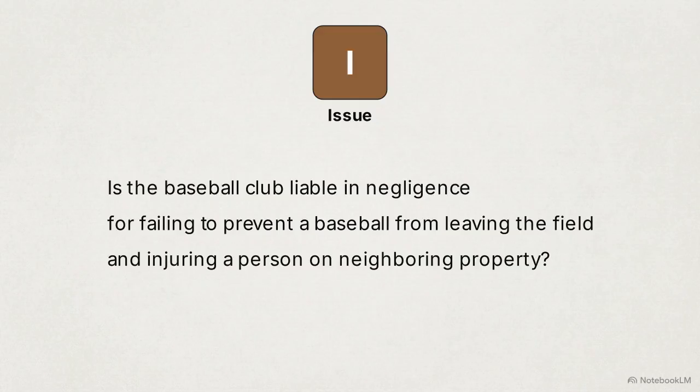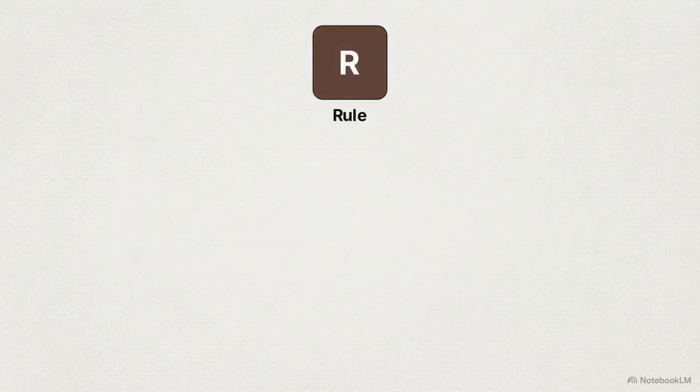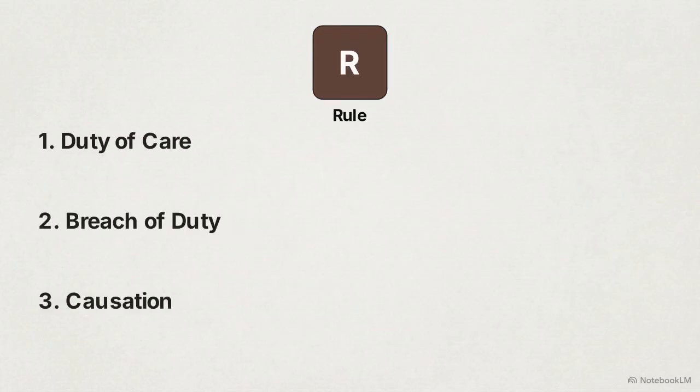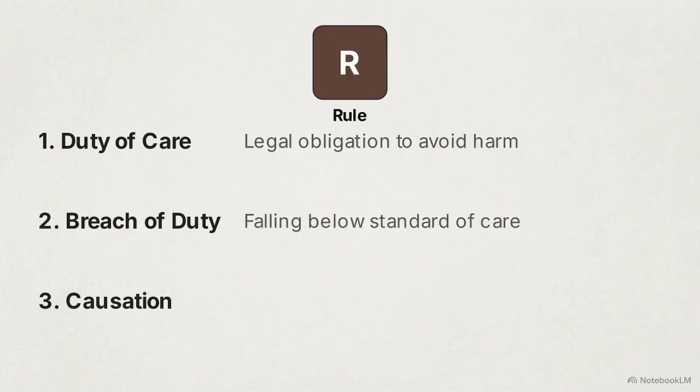Once the question is set, we move to the rule stage. This establishes the baseline axiom the plaintiff must satisfy to win. The rule for negligence contains 3 specific elements: duty of care, breach of duty, and causation of damage. Duty of care means a legal obligation exists to avoid harming someone. Breach means falling below the standard of care. Causation means the breach directly caused the harm.